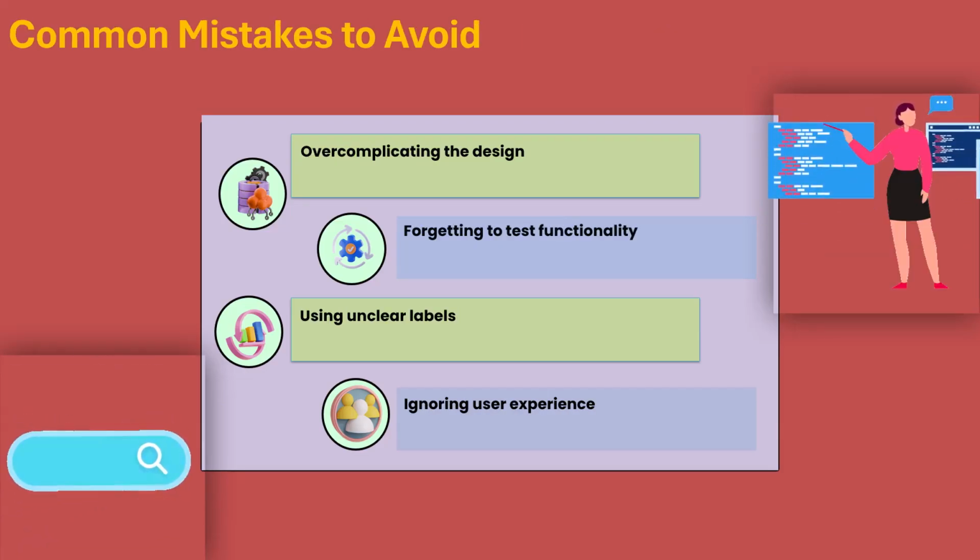Mistakes. Oh, they happen. Overcomplicating buttons makes users frustrated. Forgetting to test them can lead to chaotic navigation. Labels matter. Click here is vague, while learn more is useful. Lastly, ignoring user experience. That's a recipe for disaster.